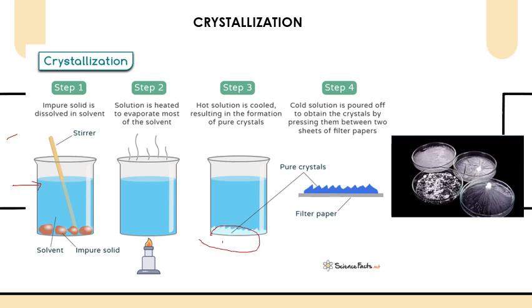After that, the cold solution is poured off to obtain the crystals by pressing them between two sheets of filter paper. So this is the simple way. This is how crystals usually look after the crystallization. This is for a different compound. This is suitable for salicylic acid, and other compounds like penicillin are also purified using this method.